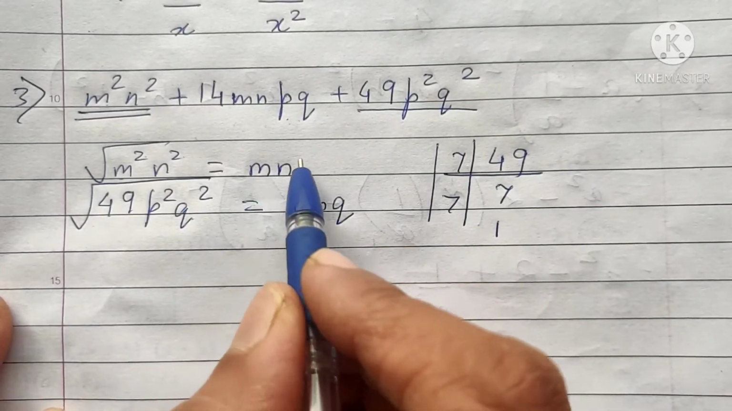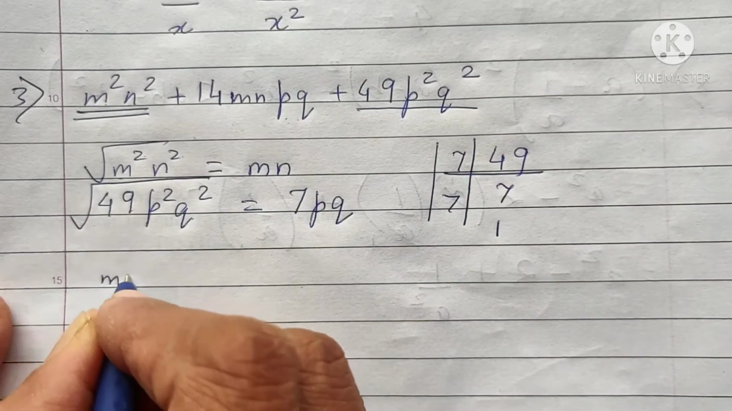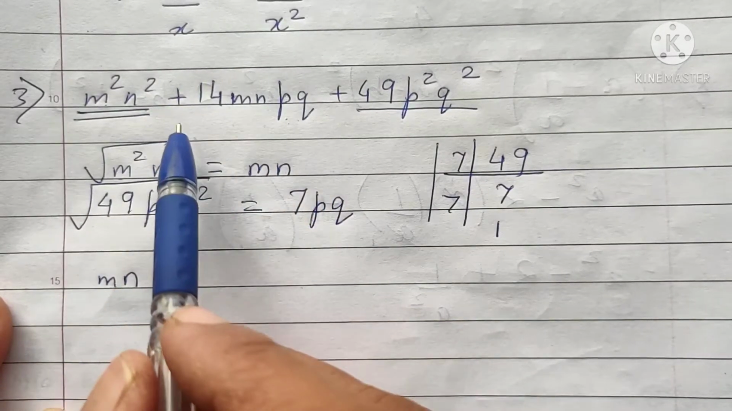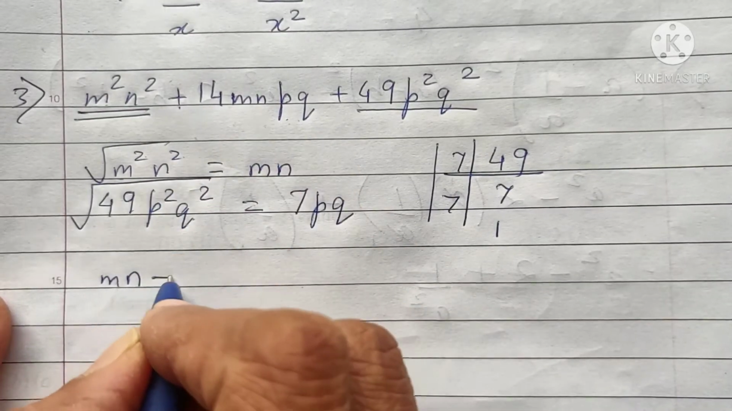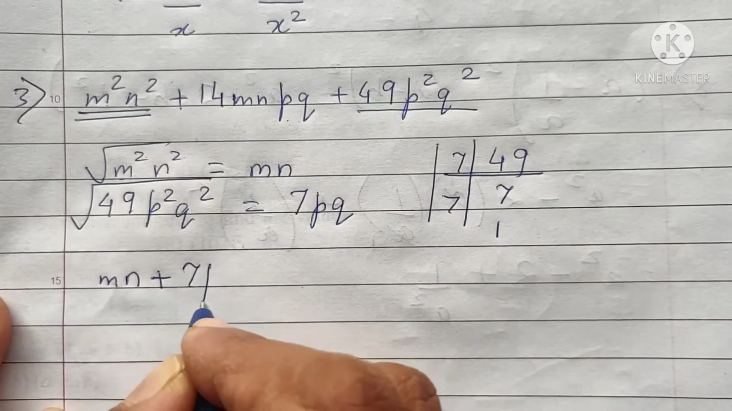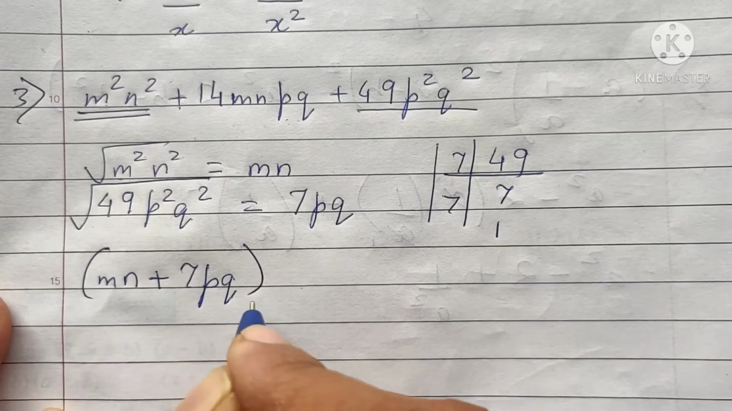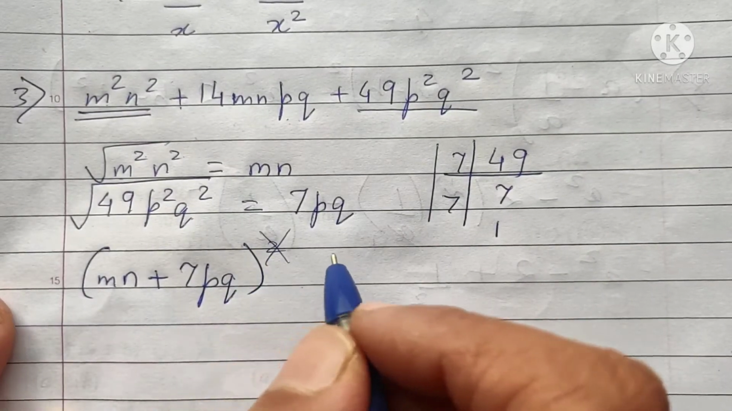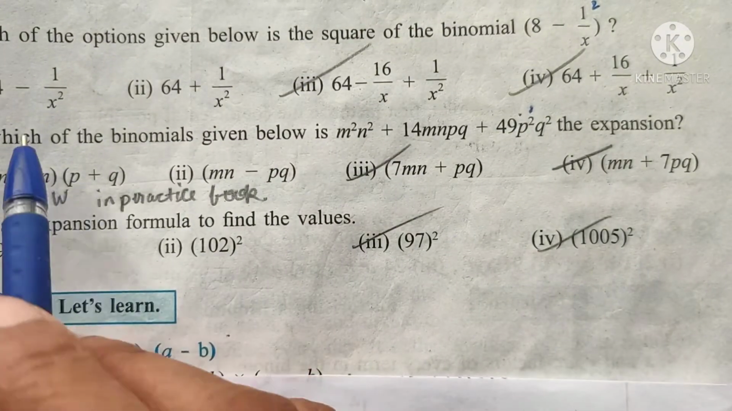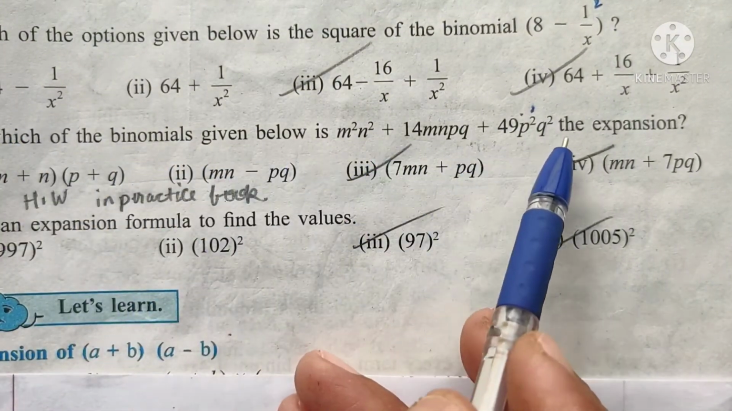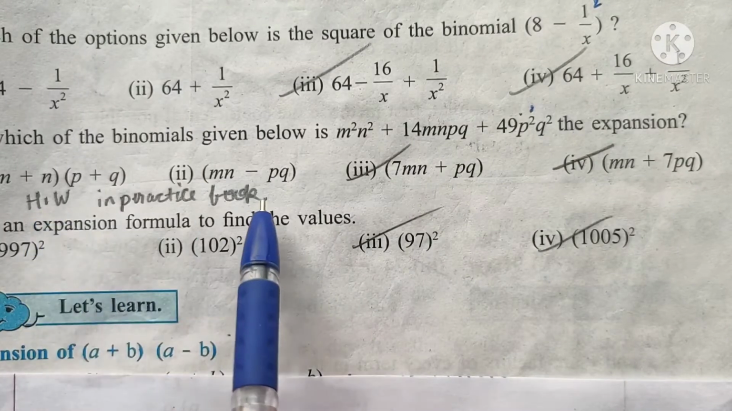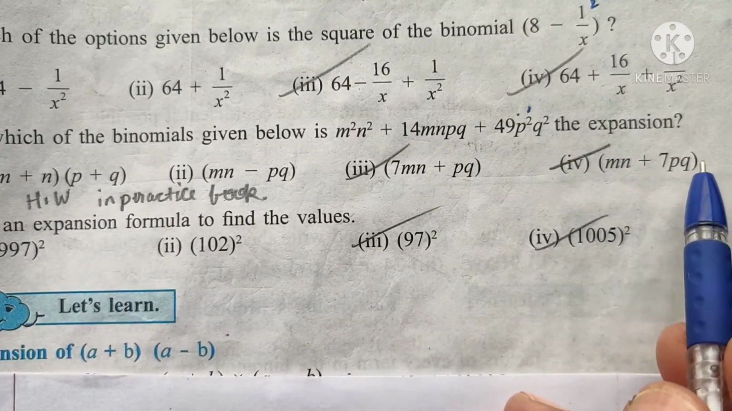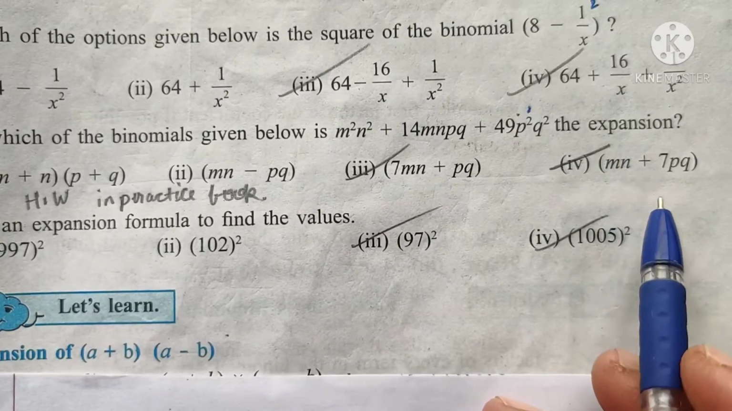Okay, so now the first term is mn. Let's write it down. What is the sign in between? It depends on the sign of the middle term. The sign here is plus, so you will have plus, and then you have 7pq, right? So this is your binomial. You shouldn't write square. Square is not asked. What is asked to you is, which of the binomials given below is this the expansion? And in the answer you see there's no square, right? So your answer is going to be mn plus 7pq. That's the fourth option.